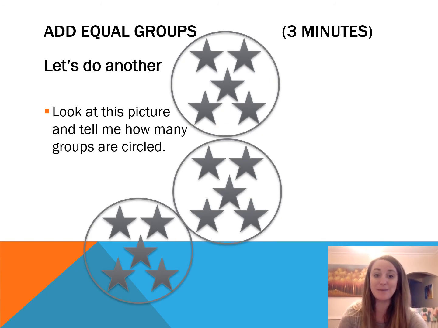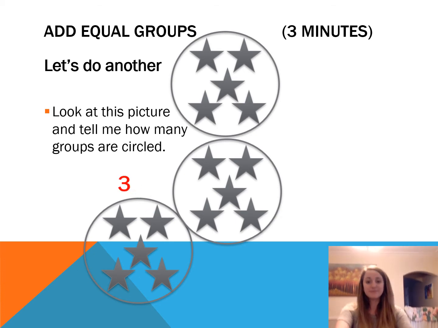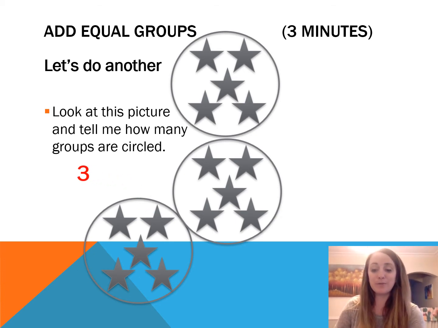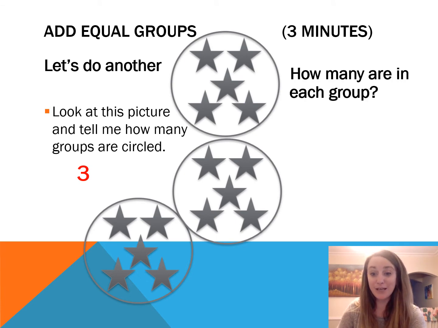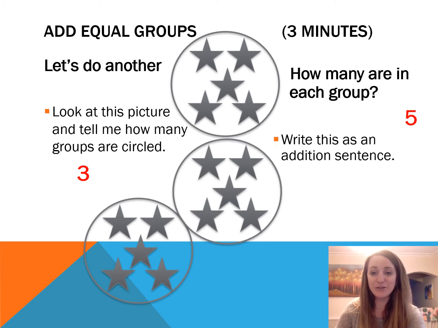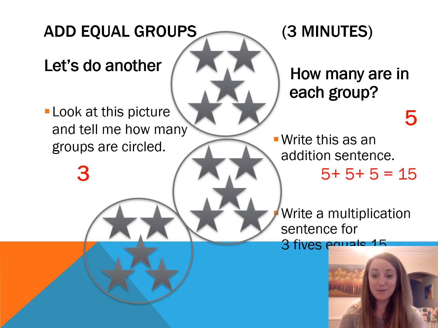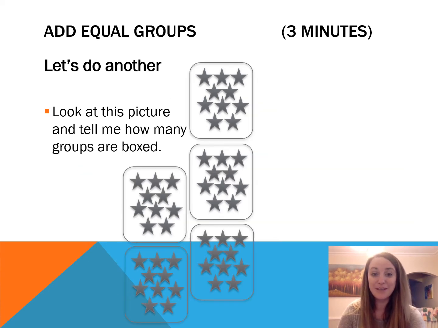Look at this picture and tell me how many groups are circled. There are 3 groups circled. How many are in each group? There are 5 in each group. Write this as an addition sentence. Remember to pause if you need extra time. 5 plus 5 plus 5 equals 15. Write a multiplication sentence for 3 5s equals 15. 3 times 5 equals 15. Great job. You may reset.